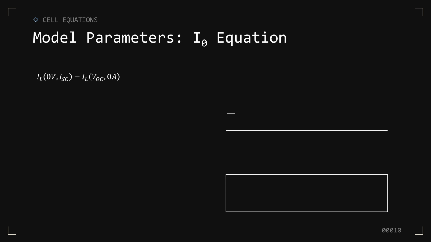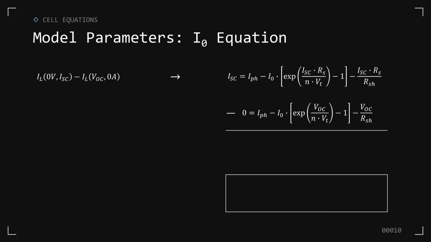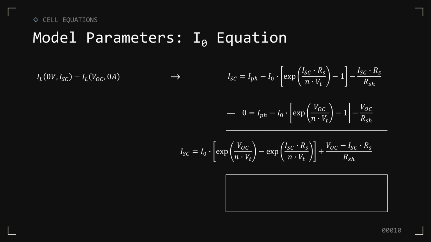To get the equation for I0, we start by subtracting the open circuit equation from the short circuit equation. Here they are written out and lined up to subtract. Since they both share the photocurrent term, it cancels out. The -1 terms also cancel out, and you're left with the difference of 2 exponentials and a leakage term. There's a key approximation we have to make here to remove one of the exponential terms.